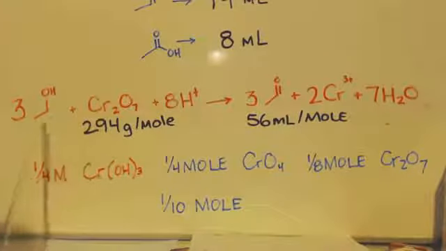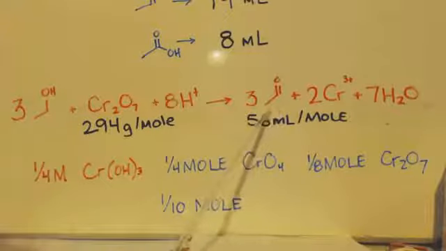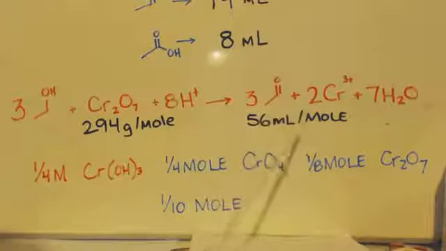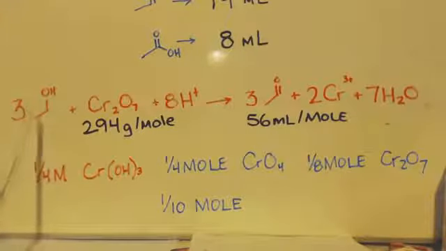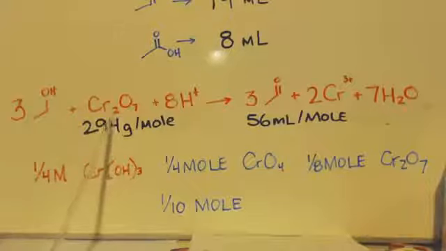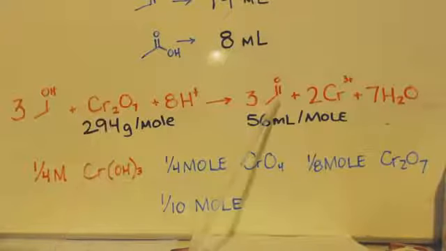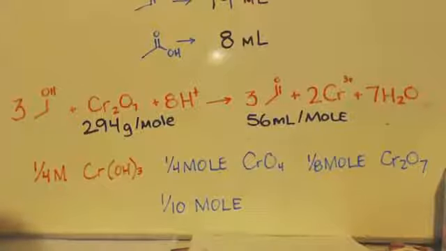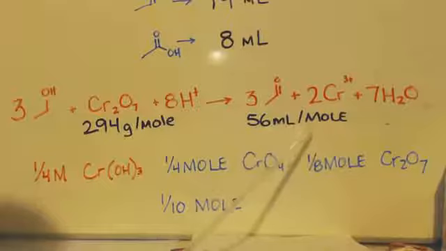Here's the formula. I used vodka or ethanol and acetaldehyde or ethanal as the chemical that we're going to oxidize. You can get 3 alcohols, and you only need 1 dichromate molecule to make 3 acetaldehyde molecules. That sounds good, but that's only 56 milliliters a mole, right?